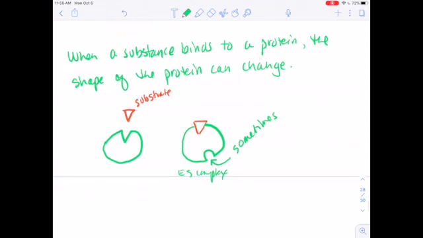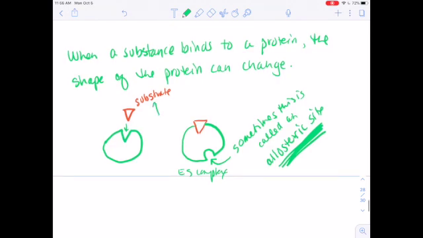Oh, sometimes this is called an allosteric site. And we will see that later on in another chapter. Oh, is it chapter 10? When we talk about regulation of genes. But the point being that when stuff binds to proteins, the shape can change. The binding of this substrate here caused a change down here that opened up this site. And that kind of stuff happens all the time.